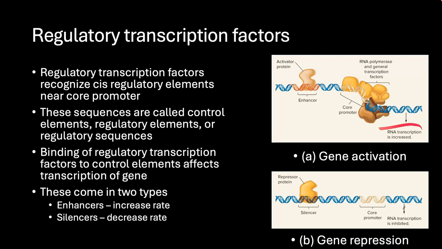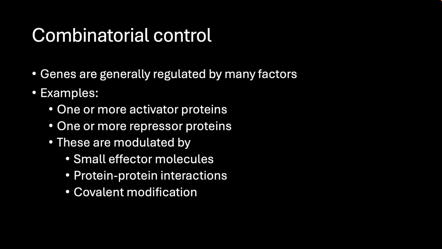Regulatory transcription factors recognize cis-regulatory elements near the promoter. When these regulatory transcription factors bind, they can affect transcription of a gene by either enhancing, or increasing the rate of transcription, or silencing, or decreasing the rate of transcription. While our setup so far has been relatively straightforward, the reality is that it is often way more complicated with multiple activator and repressor proteins, along with a host of other factors that modulate this process. This multifactorial control is referred to as combinatorial control.